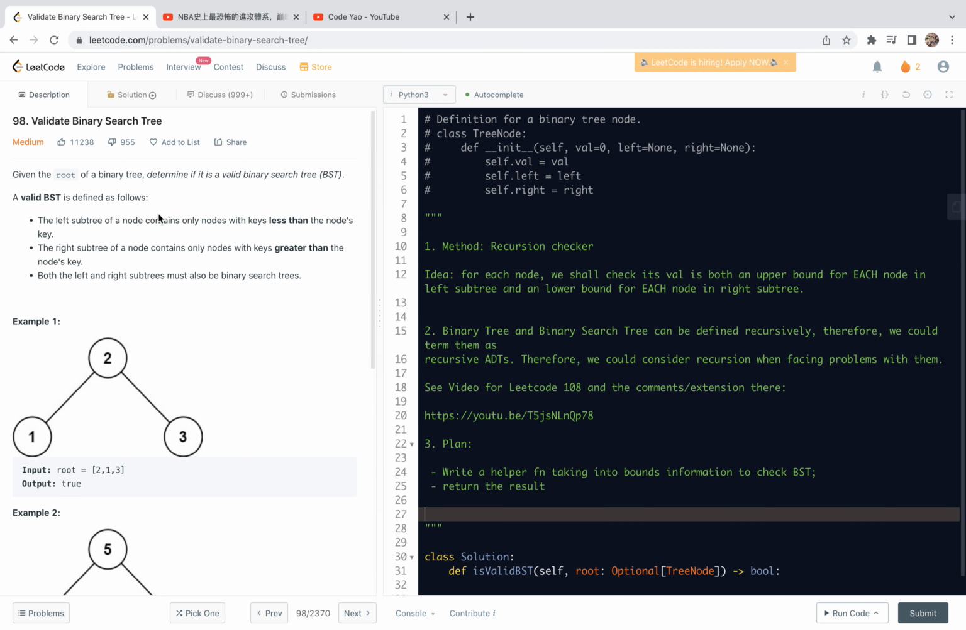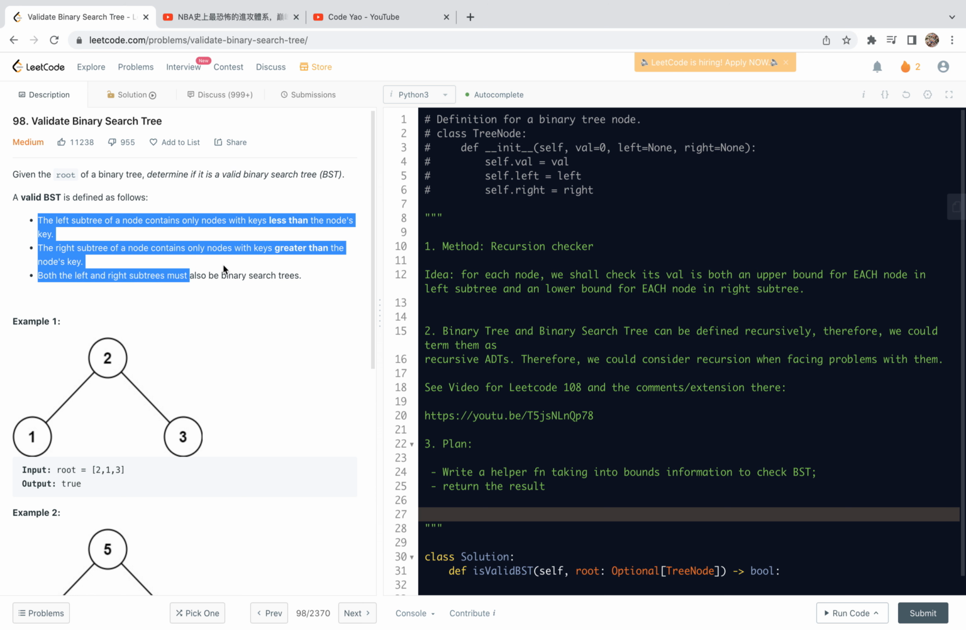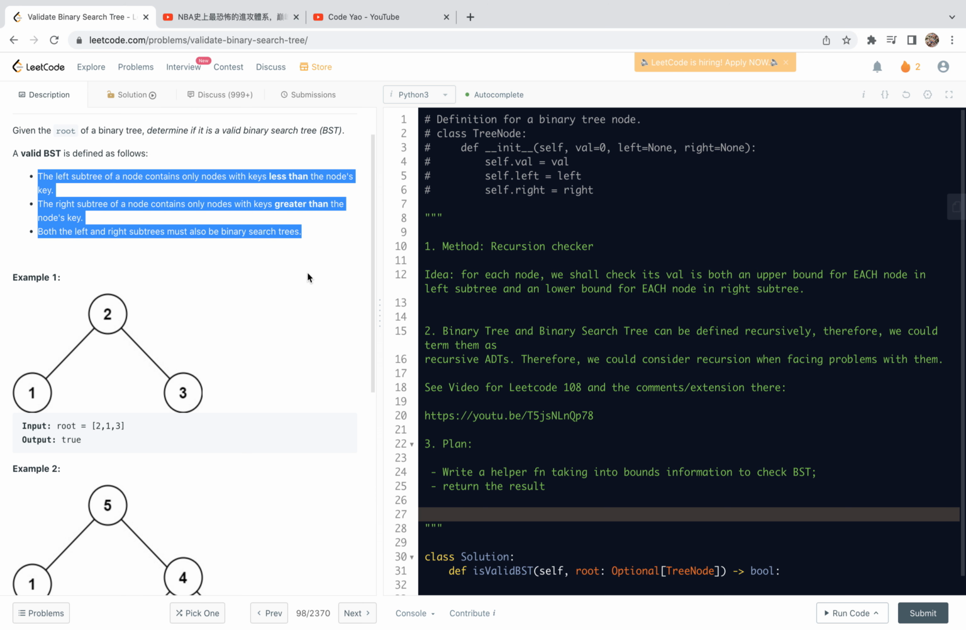First, let's look at the statement. Given the root of a binary tree, determine if it's a valid binary search tree. A tree is a binary search tree if it satisfies the binary search property. The binary search property is specified by the three items here. And this definition actually is a recursive definition, right?